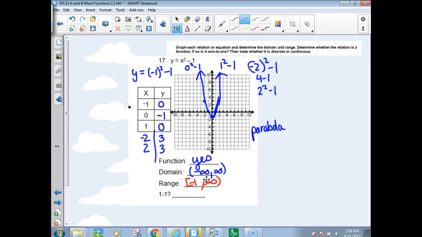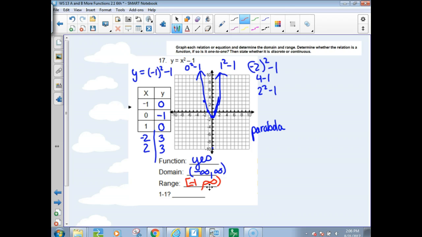This is the kind of thing you're going to have to be able to do on the quiz. You will have a graph of something like this, and you will have to tell whether it's a function, what the domain and range are. Now, for all of this x squareds, there's no restriction. So all of them are -infinity to +infinity.